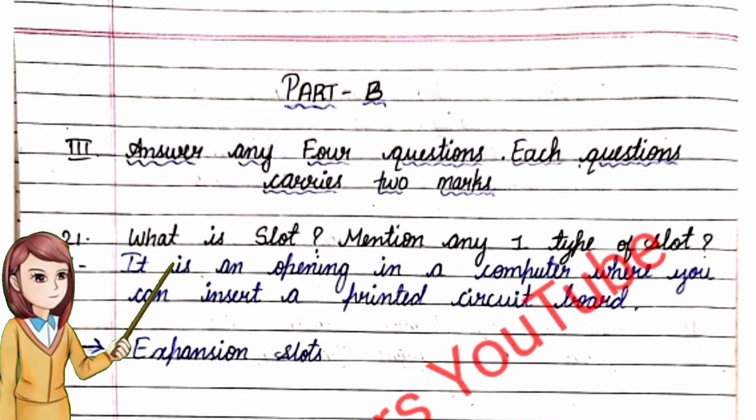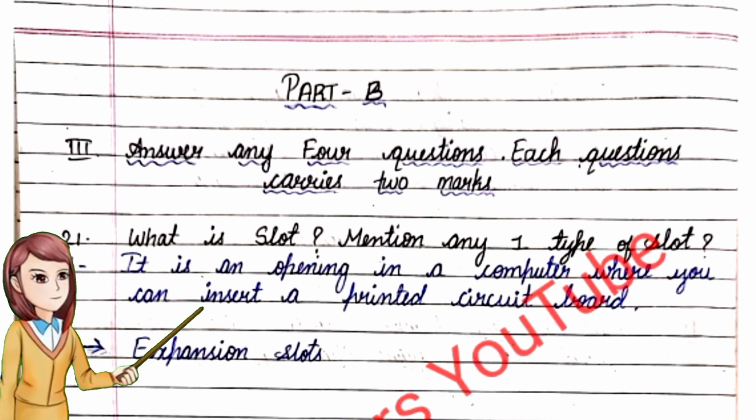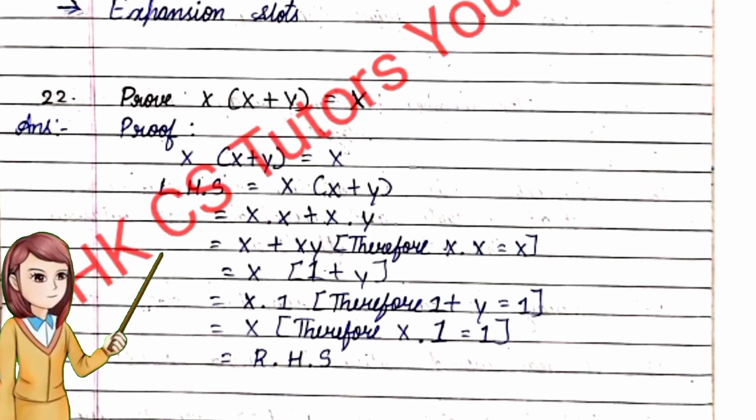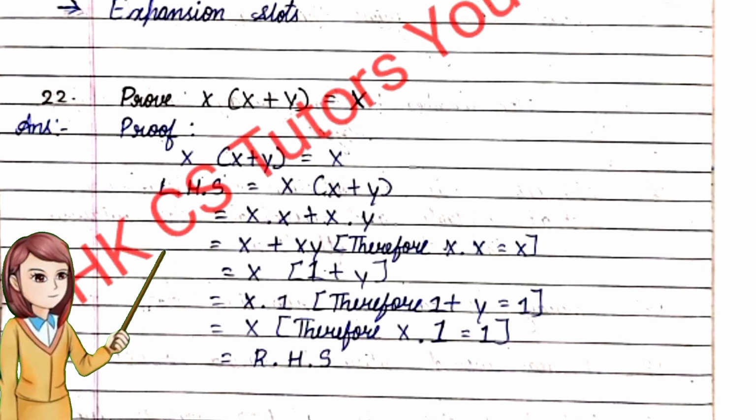Part B. Answer the following questions. Each question carries 2 marks. 21st question. What is slot? Mention any one type of slot. The answer is, it is an opening in a computer where you can insert a printed circuit board. Expansion slot. 22nd question. Prove x into x plus y equals x.